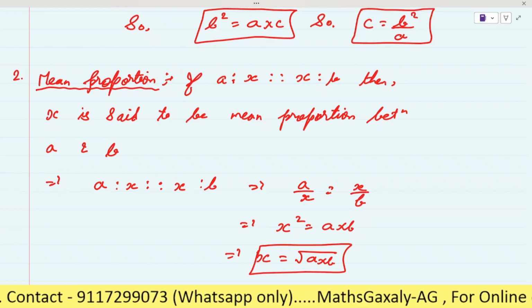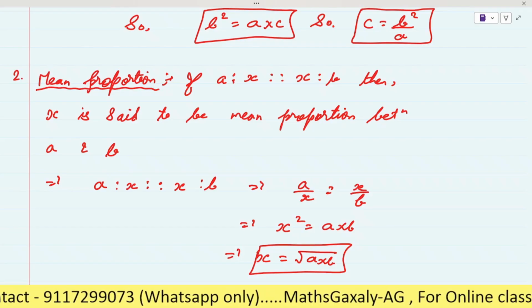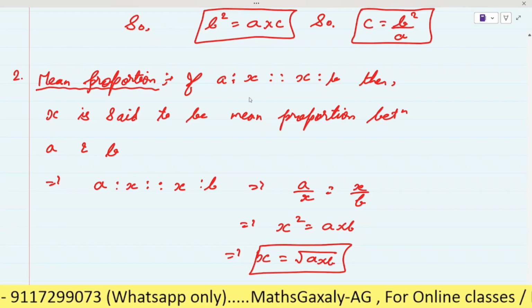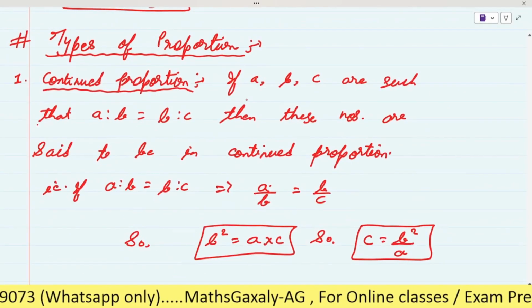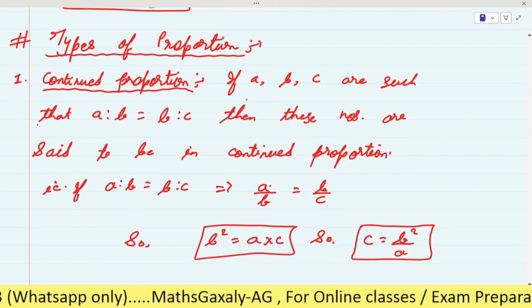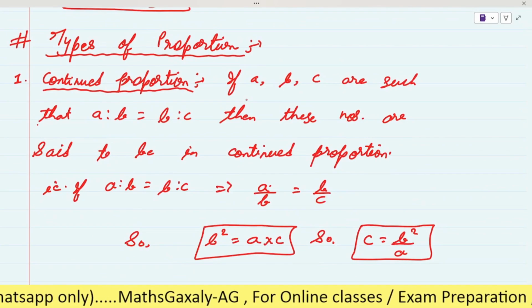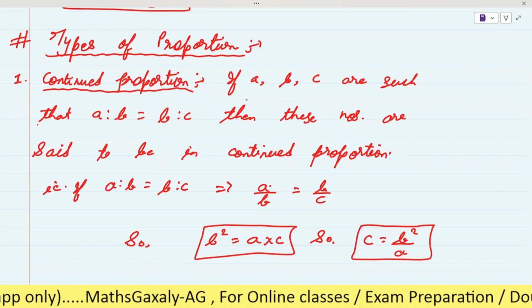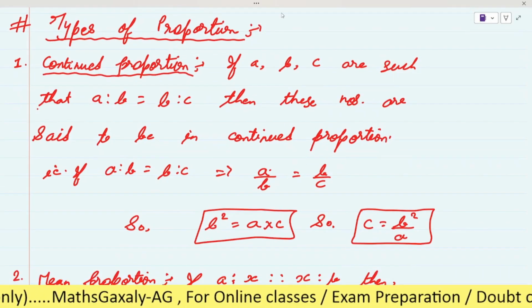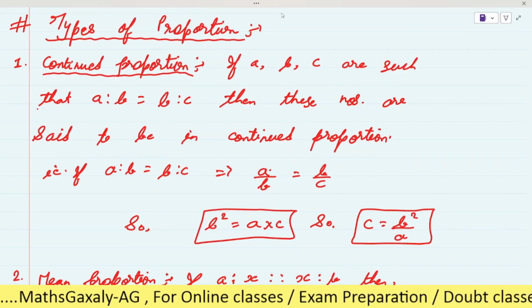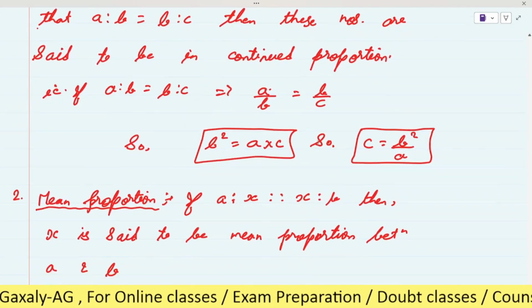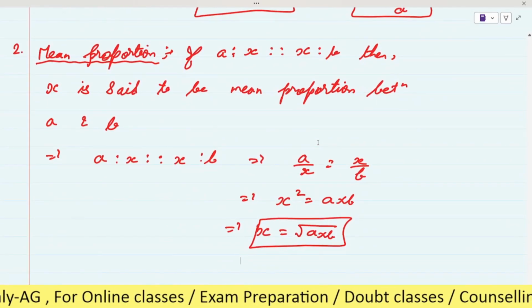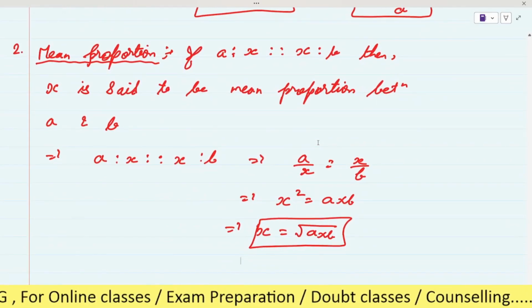So then what is the difference between the first and second type? See, the first one is continued proportion, meaning A is to B is equal to B is to C. When it asks for continued proportion, you have to just find A cross C. And when it asks for mean proportion or mid proportion, at that time you have to find root under A cross B.